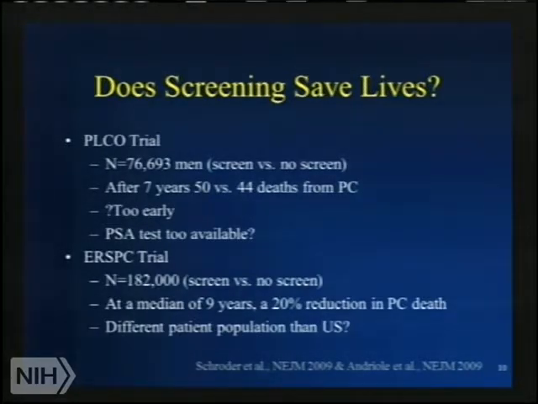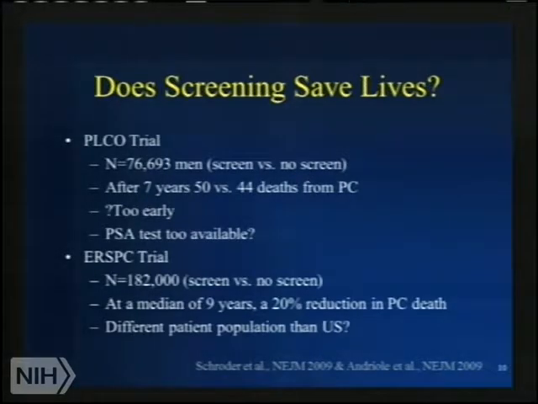So there were two large prospective studies that were designed specifically to look at this. There was the PLCO trial funded by the National Cancer Institute, the prostate, lung, colon, and ovarian cancer screening clinical trial. And in that trial, they enrolled about 75,000 men. Okay, and the men were randomized to receive screening versus no screening. And after 7 years, they did a preliminary look at the data. And what they found was that in the screening cohort, 50 men died of prostate cancer versus 44 in the no screening cohort. Really, it was a complete wash.